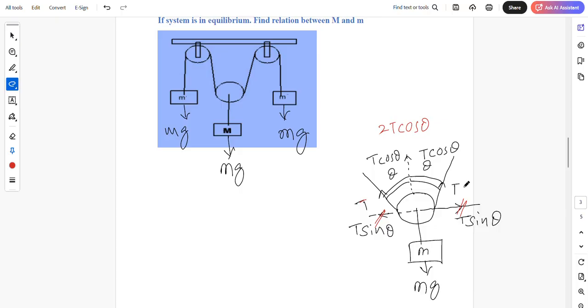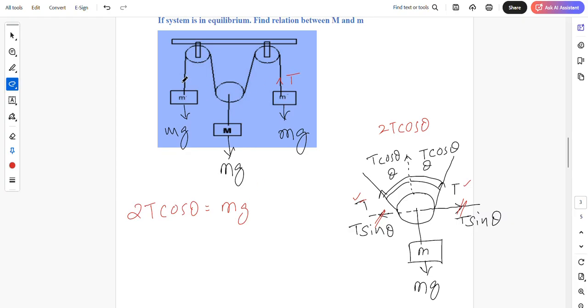See here, this T is there, this T is there. The magnitude of these two forces is same, and one more force is mg. None of them are perpendicular. Therefore, we did not use Lami's theorem. We did not use what? Parallelogram law. We have to use force balance technique. Therefore, here I can write 2T cos theta is equal to what? Capital Mg.